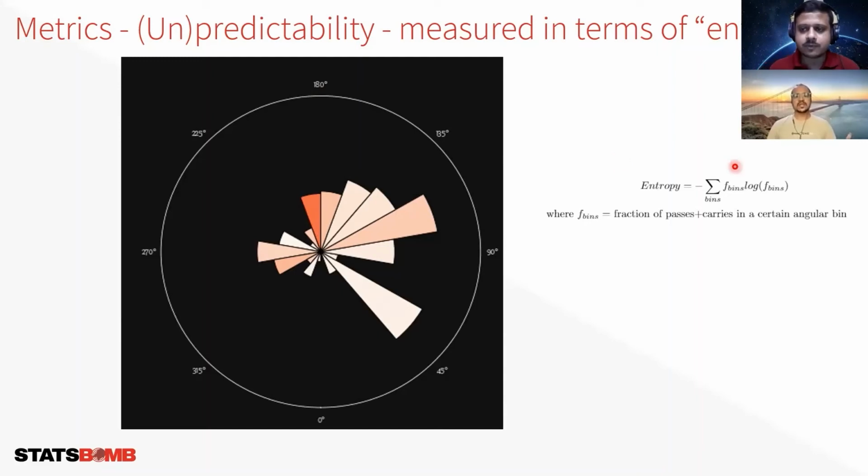And once we do that, we can use this formula for entropy, which is the fraction in each bin multiplied by the log of that fraction, and then sum over all of the bins. And then this minus sign takes care of the fact that the log of a number smaller than 1 is negative. So this will overall give us a positive value. And so entropy gives us how varied is the distribution of passes in different bins.